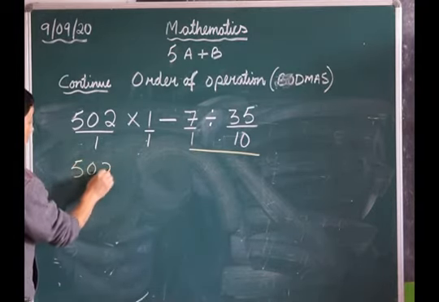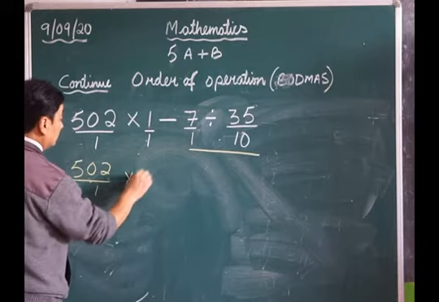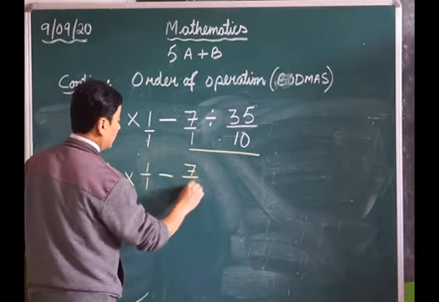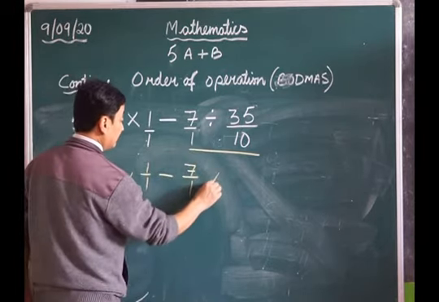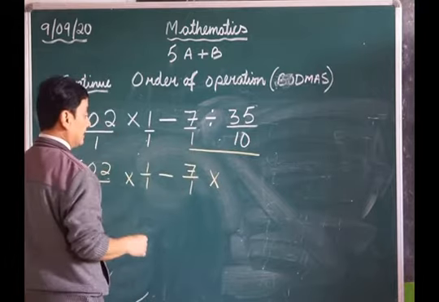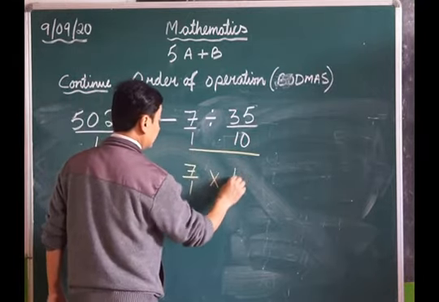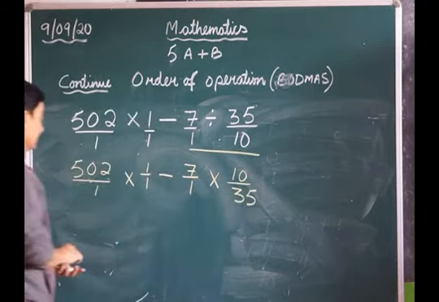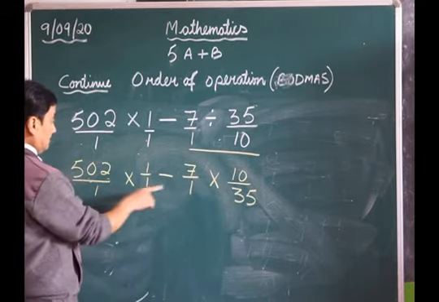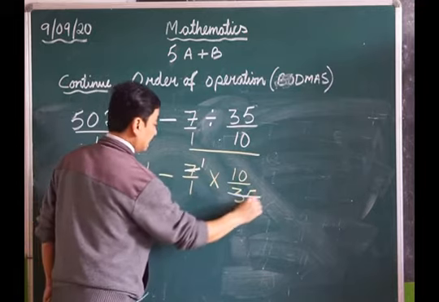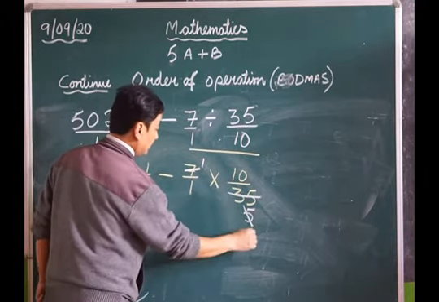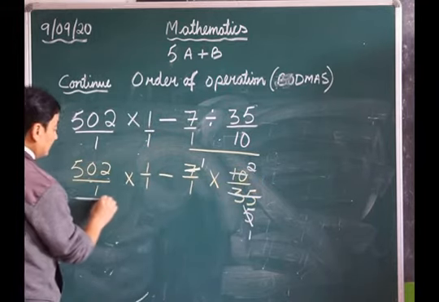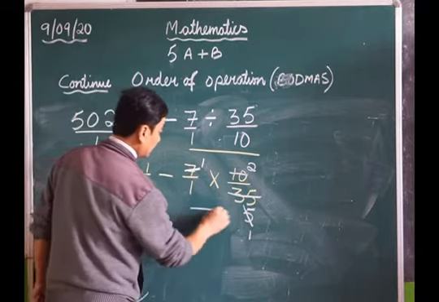So 502 upon 1 into the same 1 upon 1 minus 7 upon 1. This sign changes, division changes to multiplication, and you have to write the reciprocal. So 35 upon 10 becomes 10 upon 35. Now let's cancel. 7 ones are 7, 5s. 5 ones are 5, 2s. Now what is the next step? We must multiply. We must multiply.